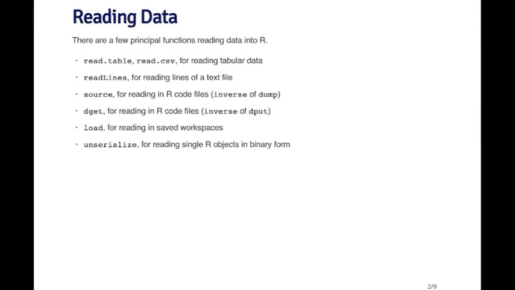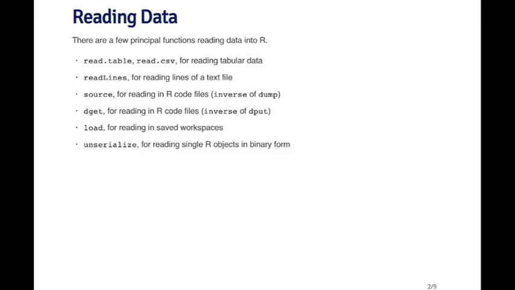The first two are read.table and read.csv. These are for reading tabular data, and they're probably two of the most commonly used functions for reading data into R. These functions read text files that contain data stored in rows and columns, and return a data frame in R. The function readLines is for reading lines of a text file. It can read any type of file really, and it just gives you the text in it as a character vector in R.